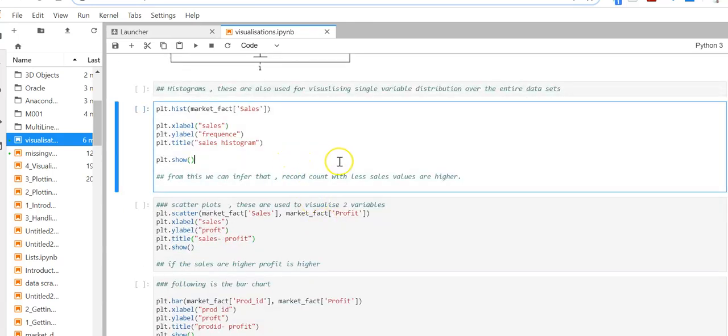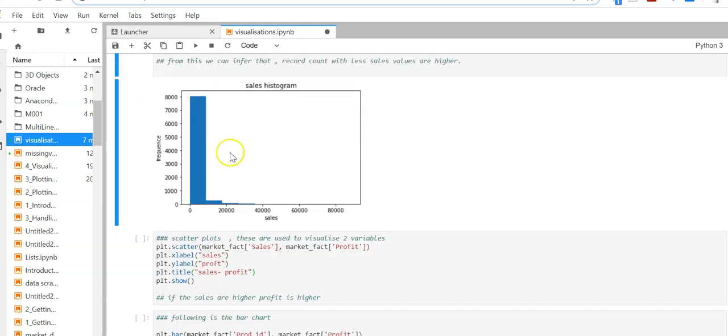So let us now do another plot. We will plot the histogram. Basically a histogram tells the quantity of values in a data frame. From this output we can infer that, first of all let us understand the meaning. This shows the sales value and this shows the frequency of the sales value. If you see, the lower the sale, the higher the record count, and the higher the sale, the lower the record count.